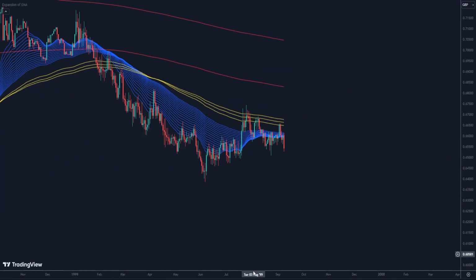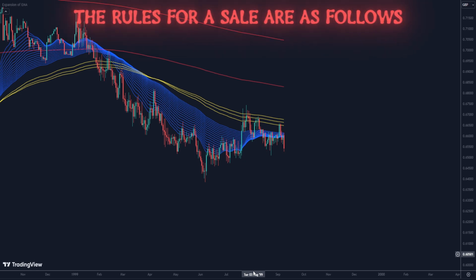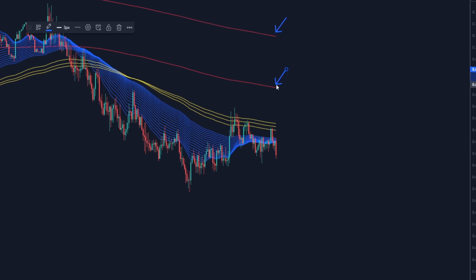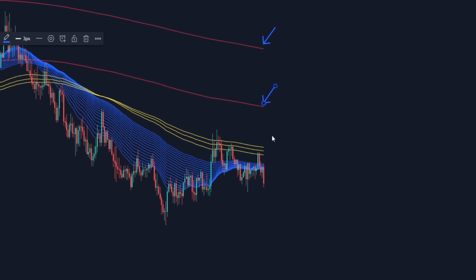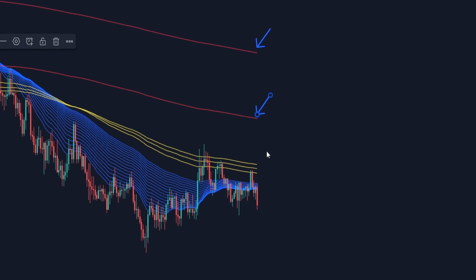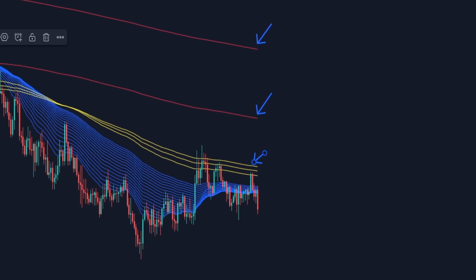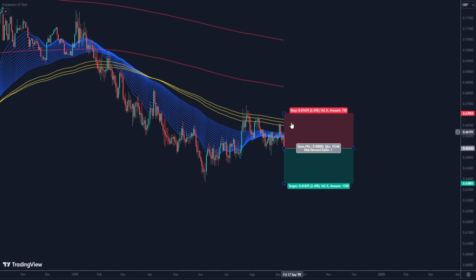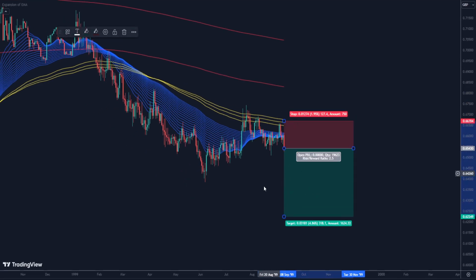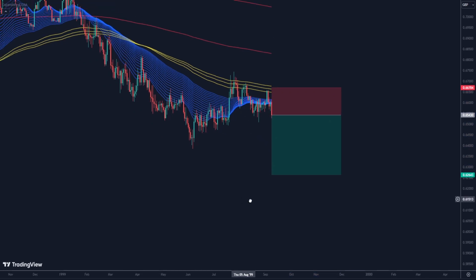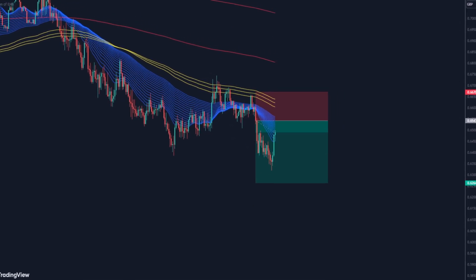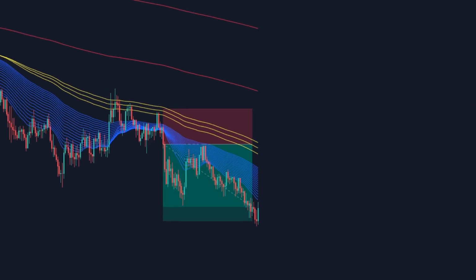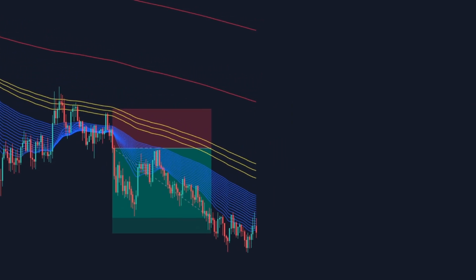Conversely, for a sell signal, the rules are as follows. First, the price must be below the two red moving averages of 500 and 900 periods, and both averages must be pointing down. This confirms a long-term downtrend. In addition, the yellow moving averages of 150, 175, and 200 periods must be located above the price and also pointing downwards. This indicates that the medium-term trend is bearish. Finally, we note the crossover of the short-term blue moving averages. Consider this as a sell signal.